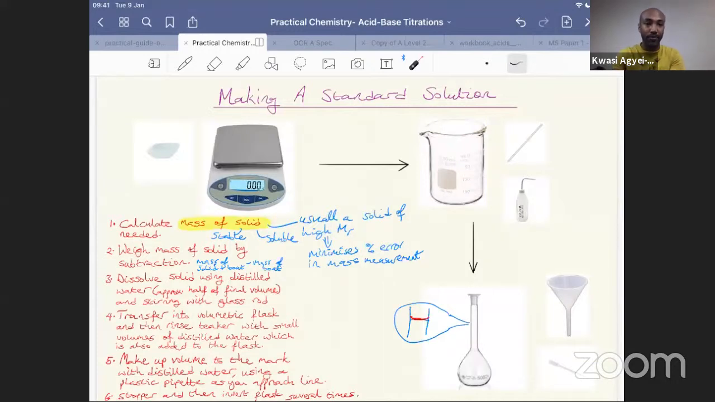Now, at this point, I'm going to very quickly check to see if there are any questions on preparing a standard solution. Okay, and currently there are no questions, so what I'll do is carry on to looking at how to use our standard solution in a titration.